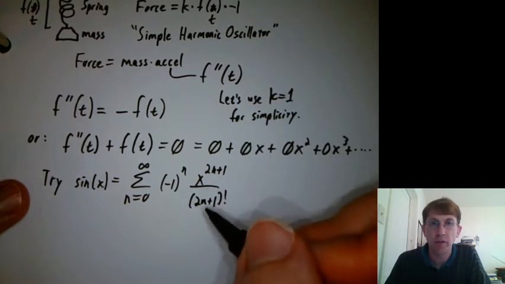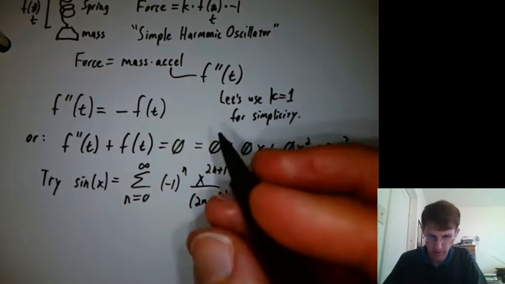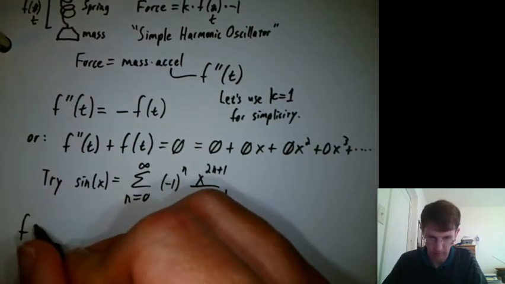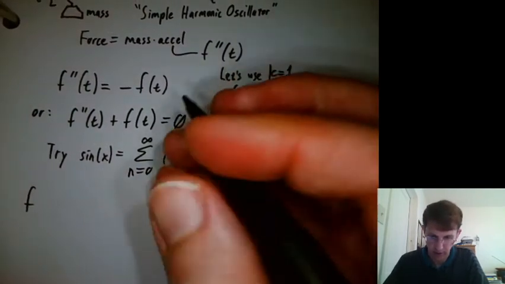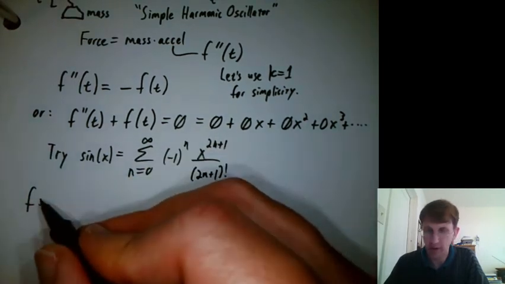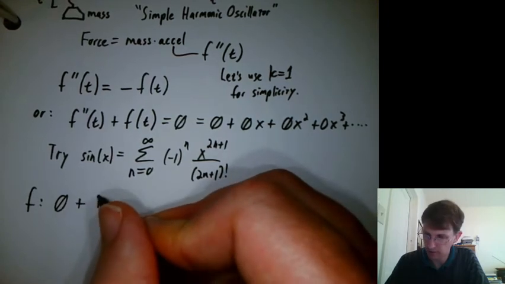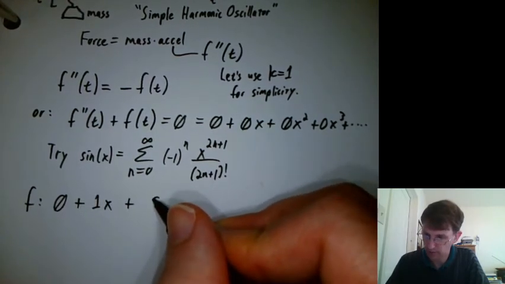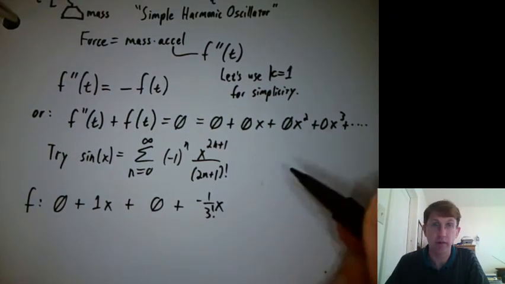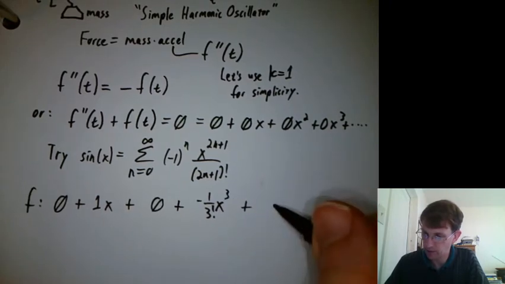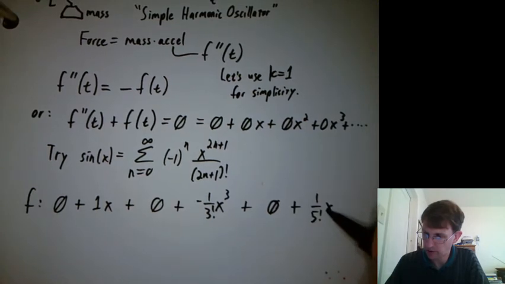So we could do all of our operations on that general form, but it's nice to do stuff a little more concretely to begin with. So let's say here's, or we could use a t here. We'll just keep using an x, that's fine. So what is f? It's the sum for sine, so it's 0 plus 1x plus 0 plus negative 1 over 3 factorial x cubed plus 0 plus 1 over 5 factorial x to the 5th.